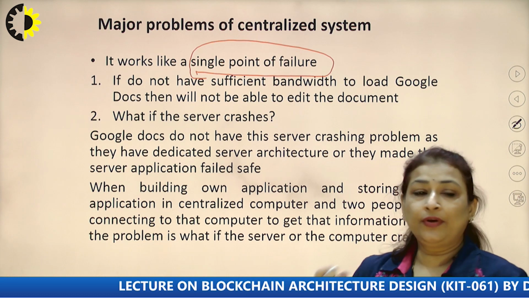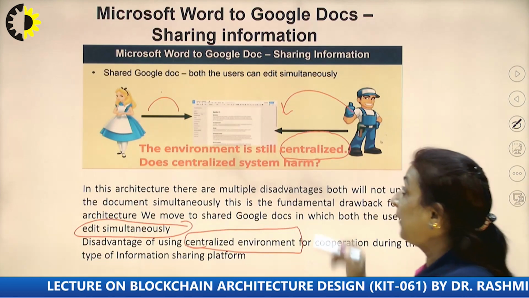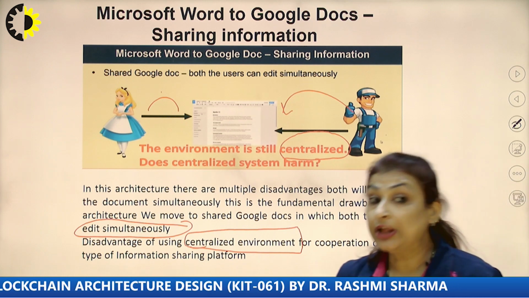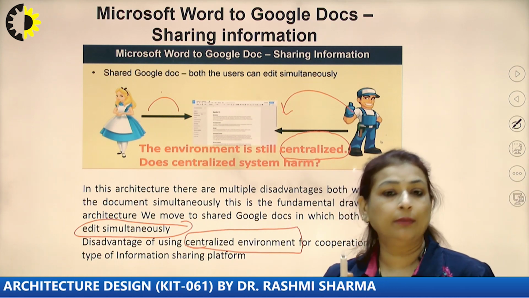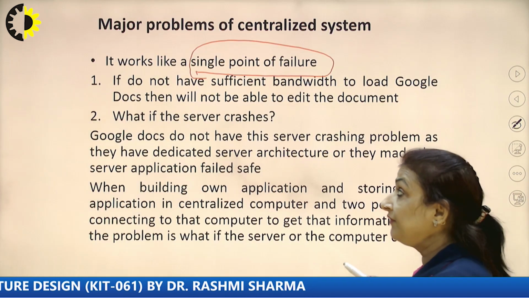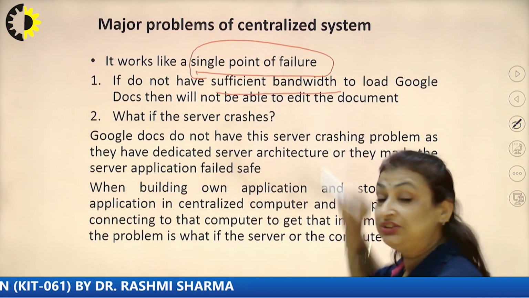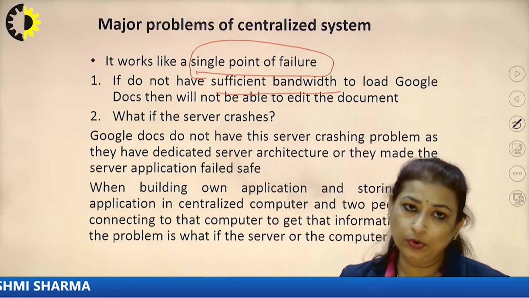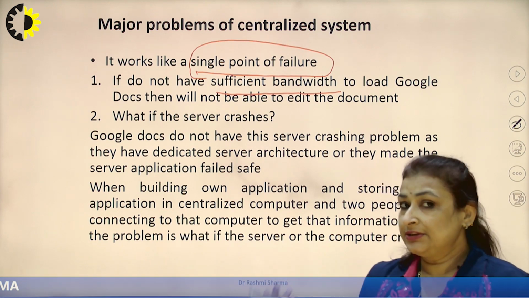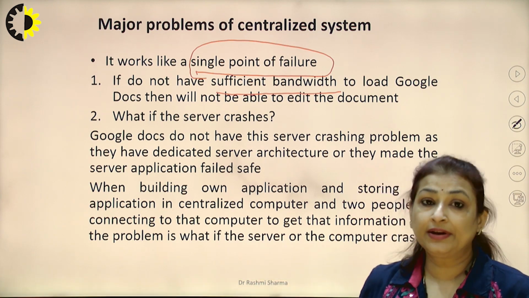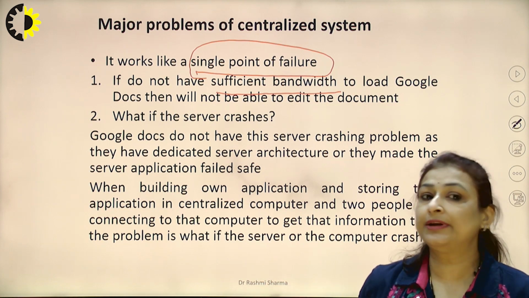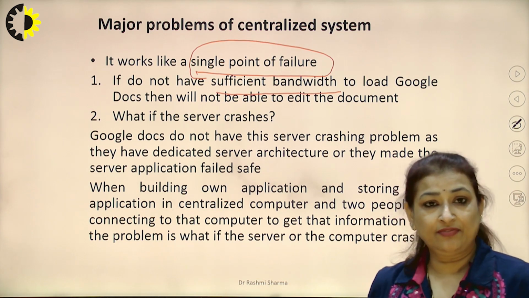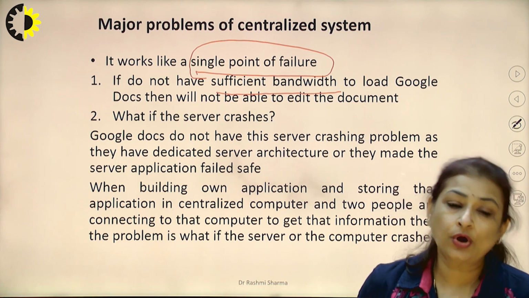Okay. For example, we are doing these updates in Google Docs, because I need a continuous internet connection. Without that internet connection, I cannot update these Google Docs. So the first thing I require is sufficient bandwidth so that we can update that Google Doc. As for the server crashing problem, it doesn't exist in Google, because they have developed the application to be fail safe. Means the Google server does not crash.